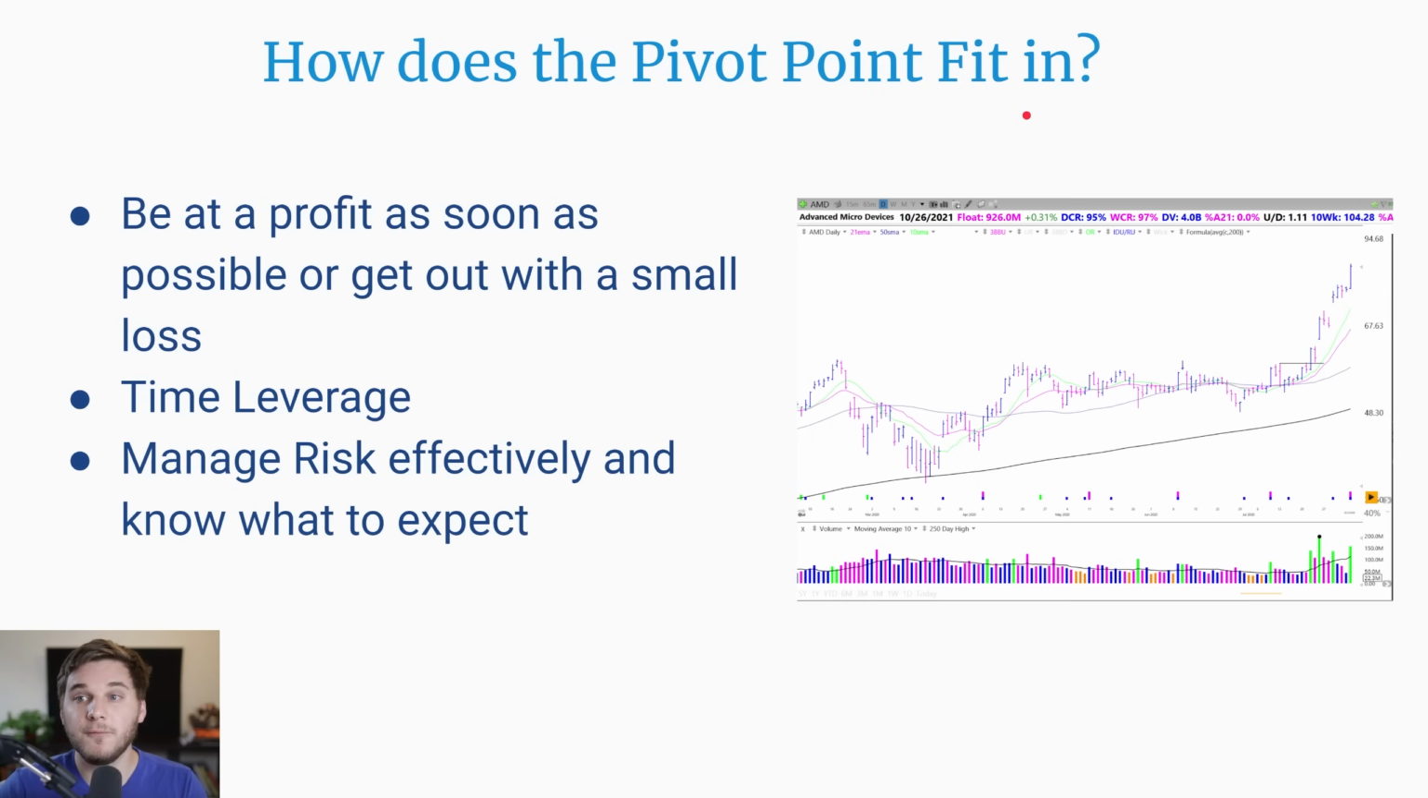So how does the pivot point fit into the style of trading? Well, as I said, the pivot point allows you to be at a profit as soon as possible or get out with a small loss. So when I buy a breakout through a pivot, I usually set my stop at the low of the day, usually within 3% or so. And if the stock works, that's awesome. But if it reverses intraday and stops me out, I take that small loss and just move on to the next opportunity. If it sets back up again, I'll try it once more.